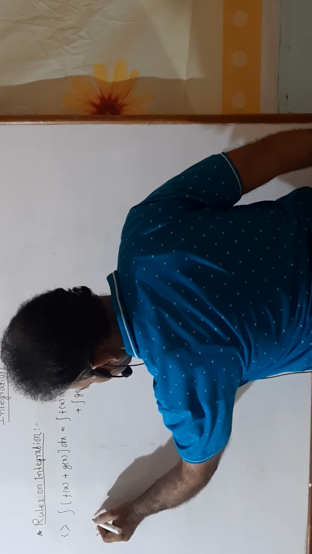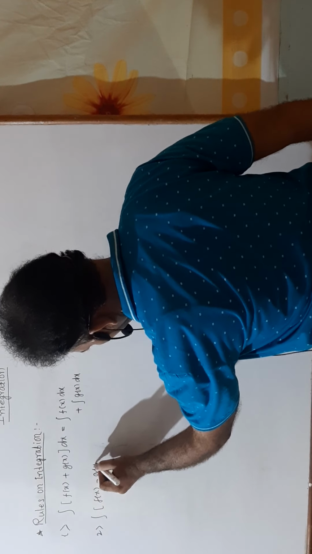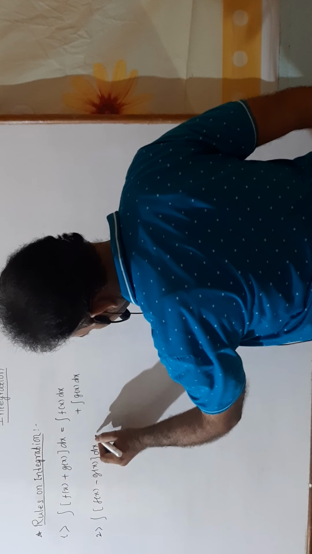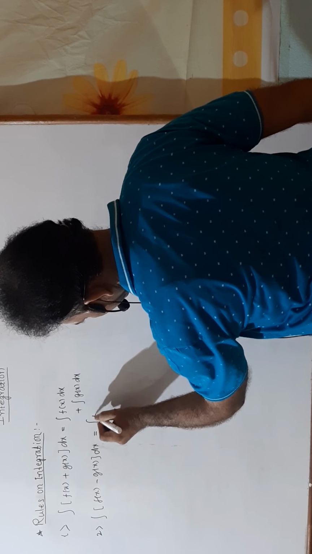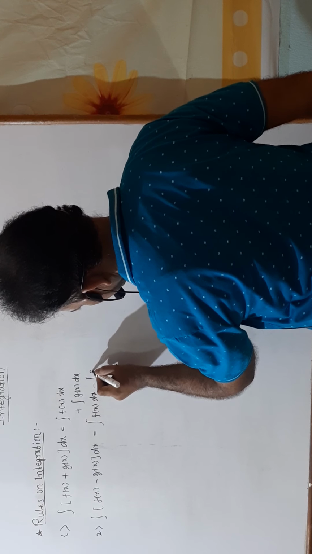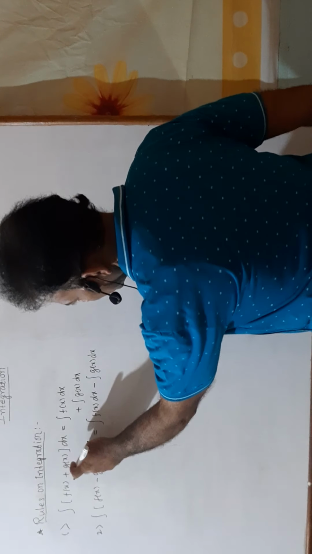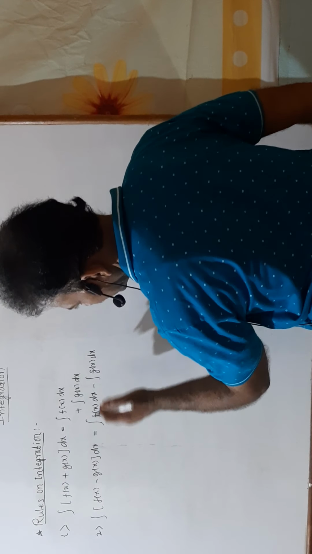Second rule: integration of f of x minus g of x dx. Minus sign is there, you can take minus sign. Integral f of x dx minus integral g of x dx. Then plus sign is there, take plus sign. Minus is there, take minus.